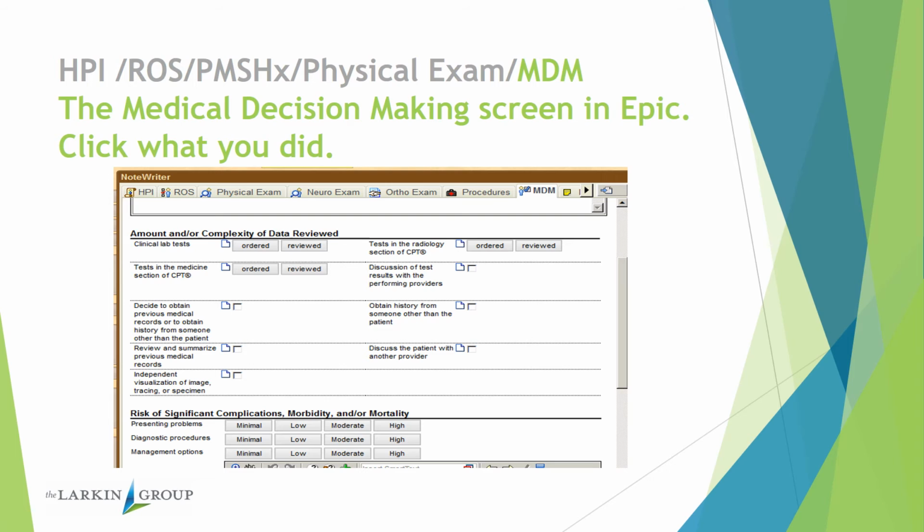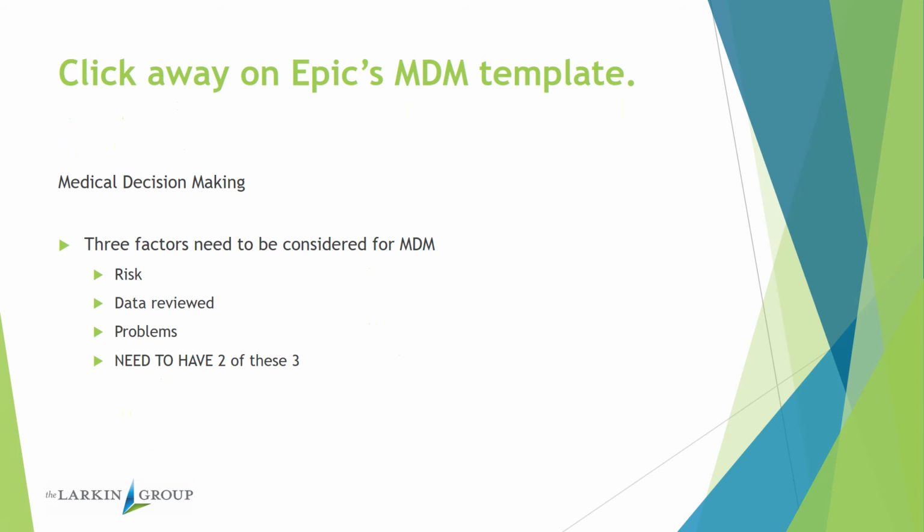Epic gives you an opportunity to document the level of medical decision making that you've made. In this screenshot, you see what that looks like. Here you're given an opportunity to click on what you did in terms of medical decision making. The template contains 3 sections: risk, data reviewed, and problems.